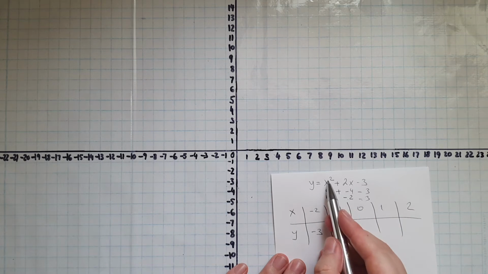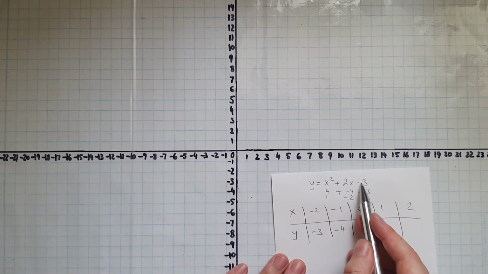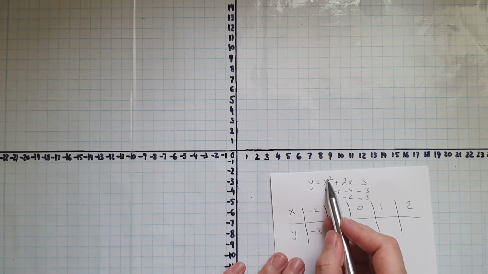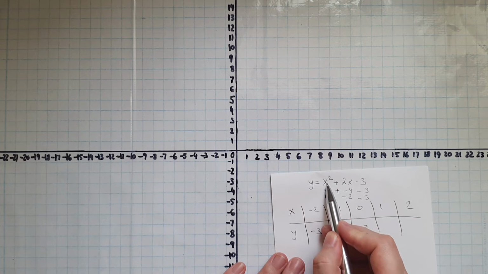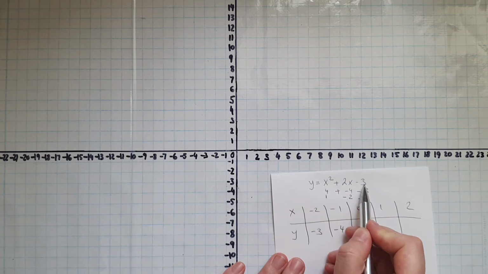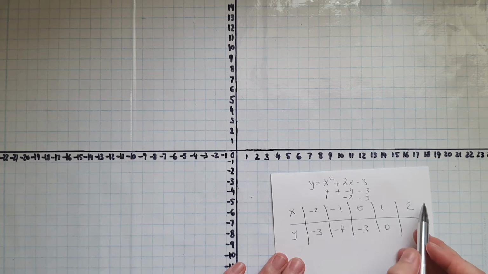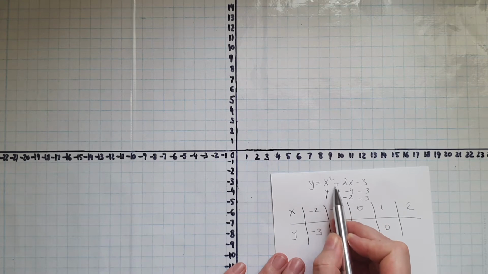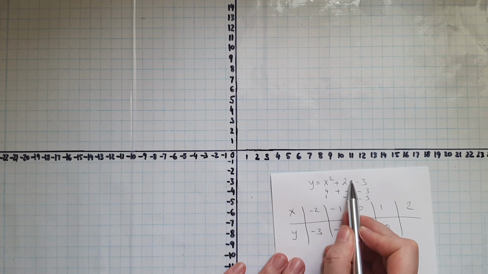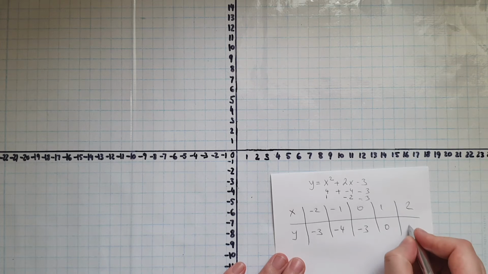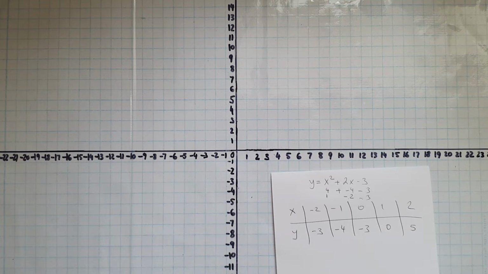When x is 0, we get 0, add 0, take away 3, which is -3. And when x is 1, we get 1, add 2, which is 3, take away 3, gives us 0. When x is 2, we'll go 4, add 4, which is 8, take away 3, which is 5. Let's plot these points now.